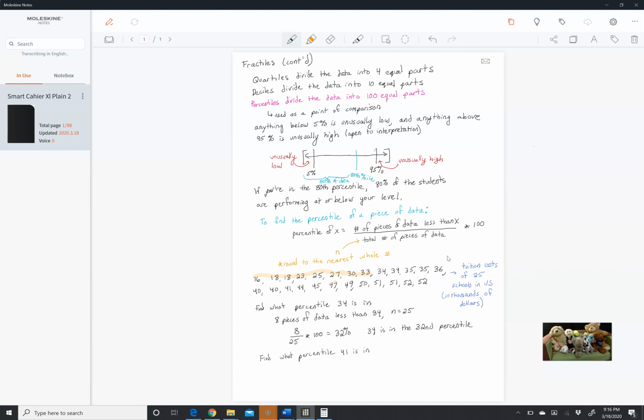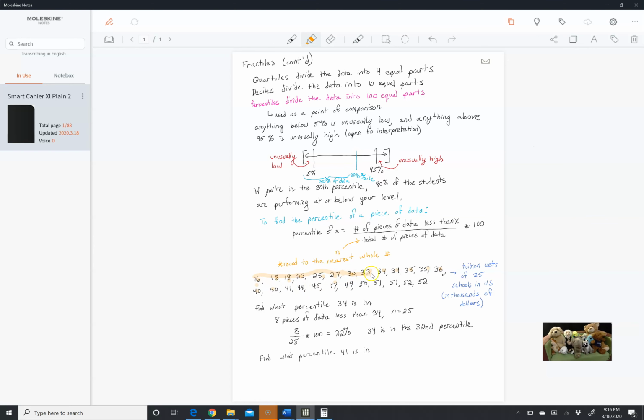(41) is in. So we're going to do the same thing. We're going to highlight anything that is less than 41. So we have the 16, we have the 18, 23, 25, 27, 30, 33, 34, 34, 35, 35, 36, 40, and 40. So again, we don't include the 41, okay? It's everything that's less than 41.